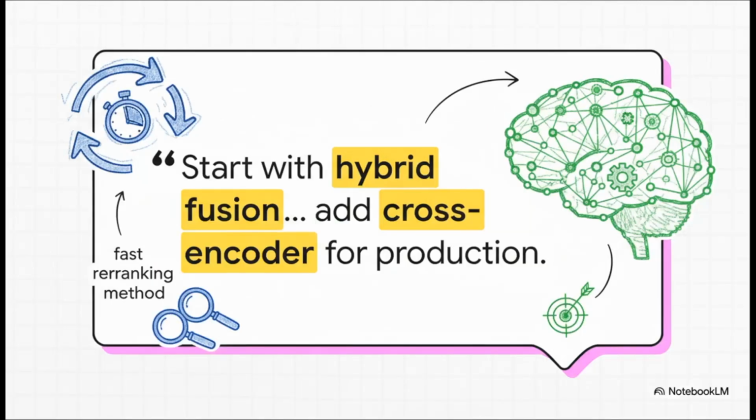So the practical advice here is pretty clear. Start simple. Get your system running with a fast re-ranking method. But for a real production system where accuracy is everything, upgrading to a powerful cross-encoder is often the secret to unlocking that next level of quality.